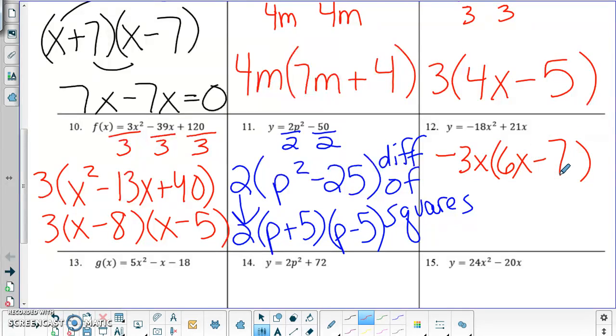Okay, that one's tricky, so let's check it. Remember, if I redistribute, I'll go back to what I started with. So negative 3x times 6x makes negative 18x squared. And then negative 3x times negative 7 makes positive 21x, so that one is good.